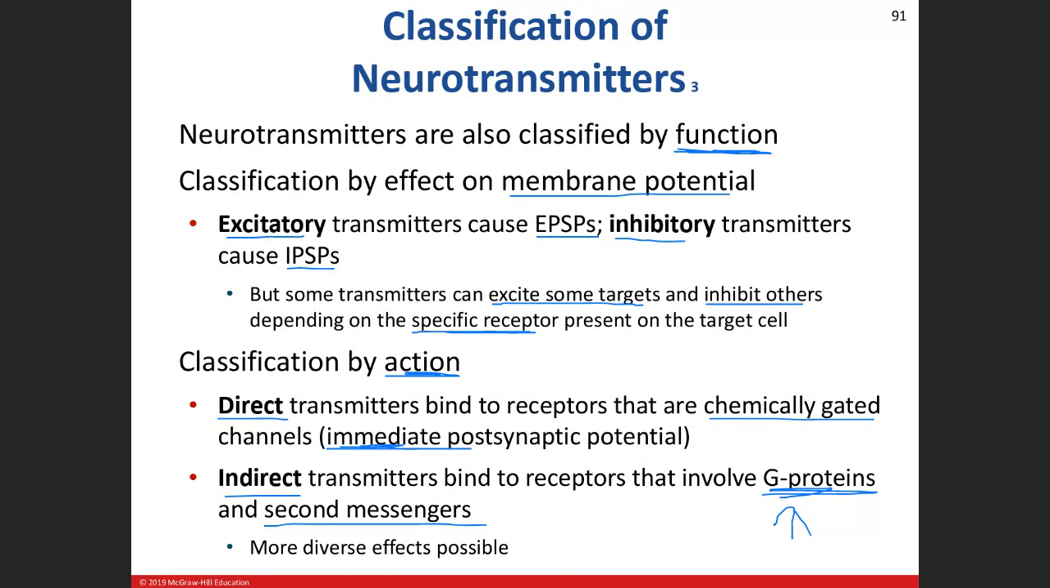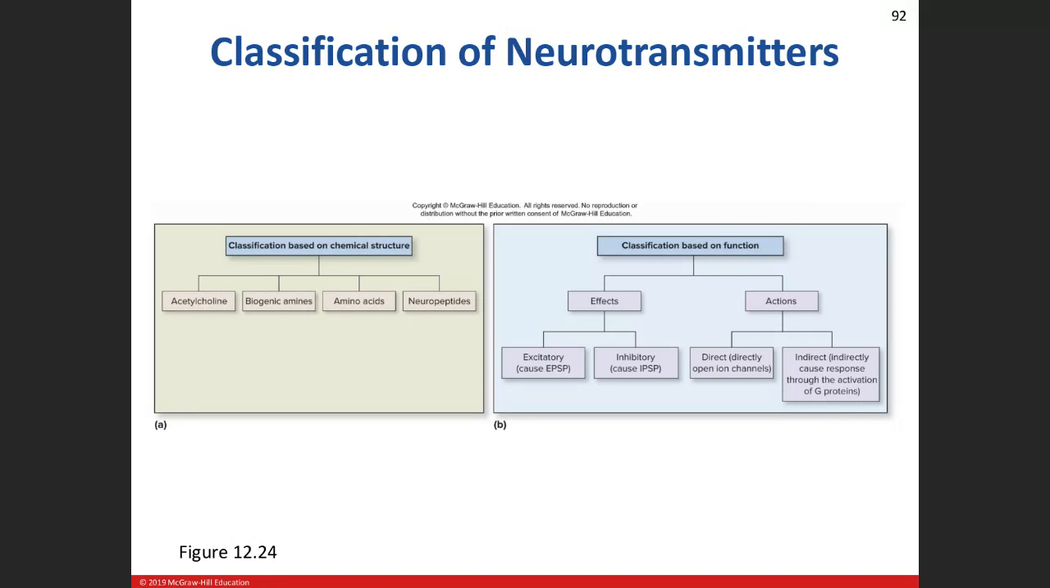So with that, we see a much more diverse type of effect occurring when we're dealing with the secondary messengers. A lot of hormone action occurs that way. Insulin for one, right? But again, that is for another time. Figure 12.24 will show you the classifications for our neurotransmitters. One is based on the chemical structure, which we talked about last class. Big acetylcholine, that's going to be seen for all our skeletal muscles. And when we get into the autonomic nervous system, we'll talk about that too.